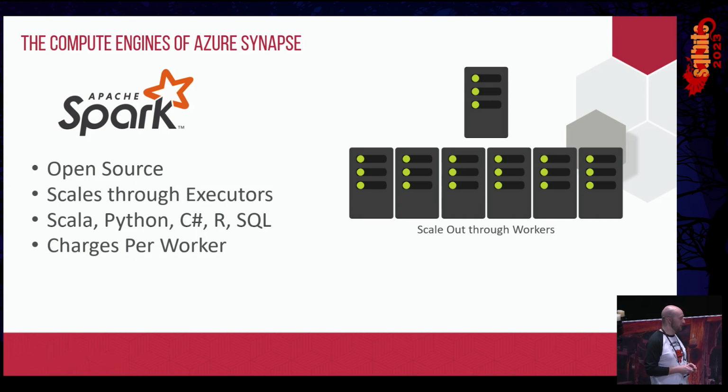We've also got C# in there, but from Spark 3.3, C# is no longer supported. Basically, it was based on an open source project, and .NET 3.1 went out of support. So C# is no longer an option.